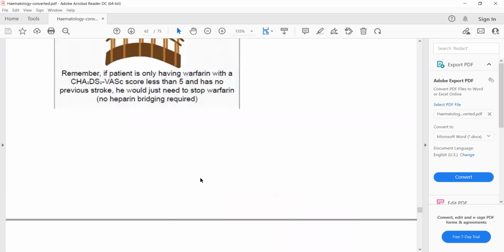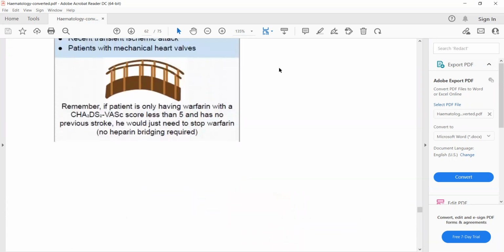So this was all about anticoagulants and the management of their complications. I hope it's clear to everyone. Is there any question?